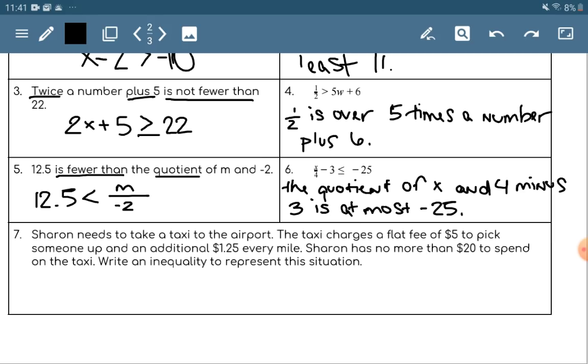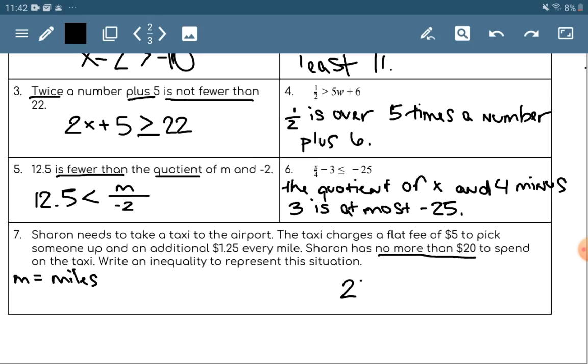So reading through, there is something that I don't know, and what I don't know is the amount of miles they're going to be traveling. So that's going to be my variable. I'm just going to use M. You could use any variable you want, and that's going to represent the miles. The other thing I know is I have this ultimate or ending value, and specifically that would be that she has no more than $20 to spend.